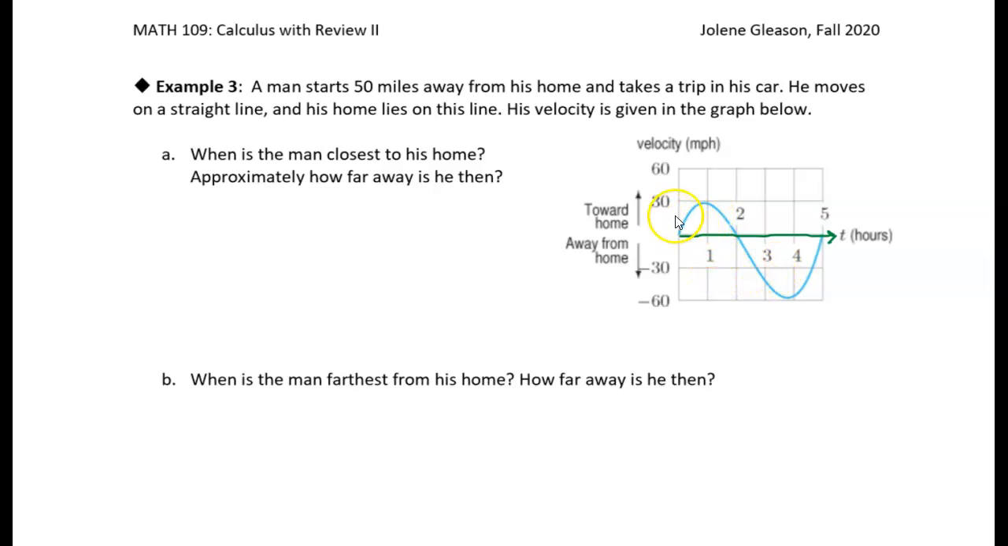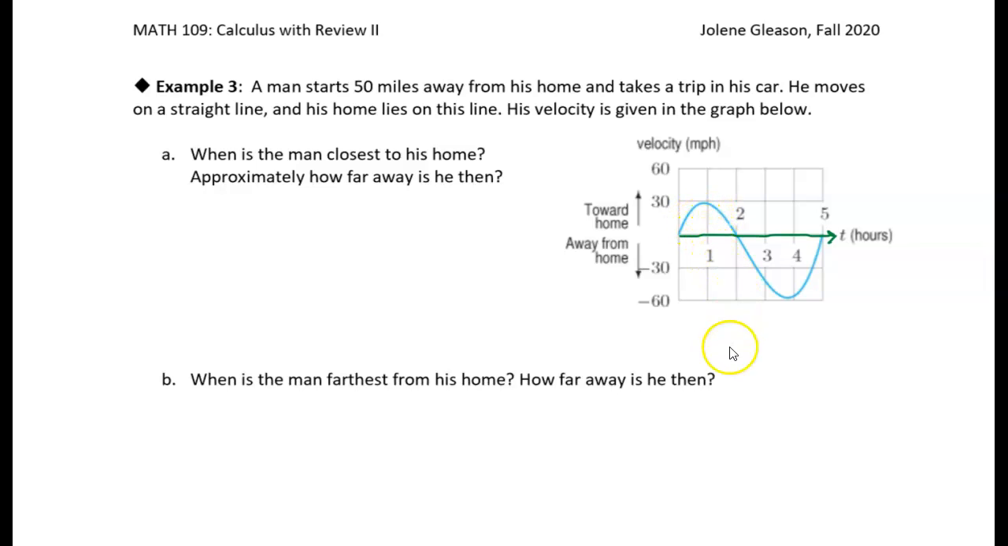And you can see, let's take a look at what's happening over time. We can see the velocity is changing over time. And so the question is, when is the man closest to home, and approximately how far away is he then? All right, so we know that if we integrate velocity, we get the total change in displacement, right? And so here we have positive velocity, and this distance is positive, meaning that he's moving toward home.